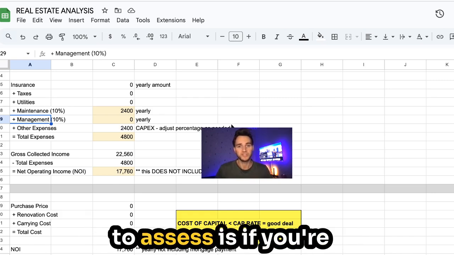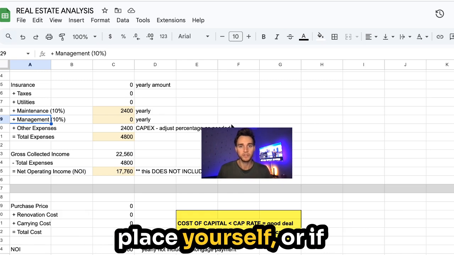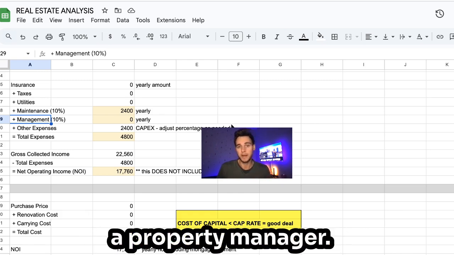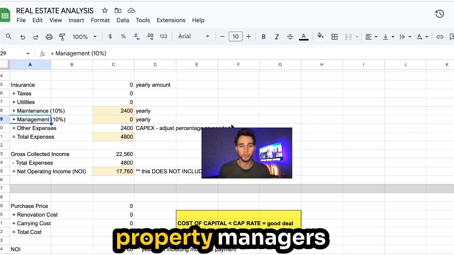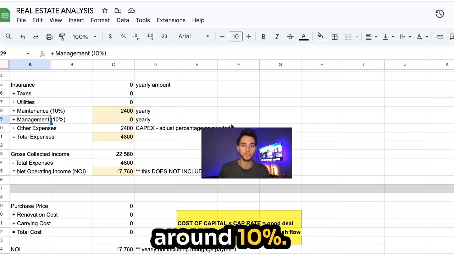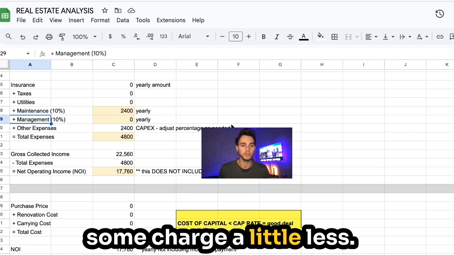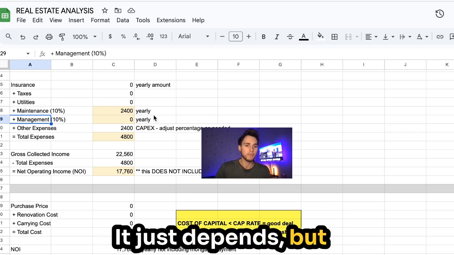One thing you'll need to assess is if you're going to manage this place yourself, or if you don't want to have to deal with it, you're probably going to pay a property manager. On average, most property managers are going to charge around 10%. Some charge a little more, some charge a little less. It just depends, but you have that in there.